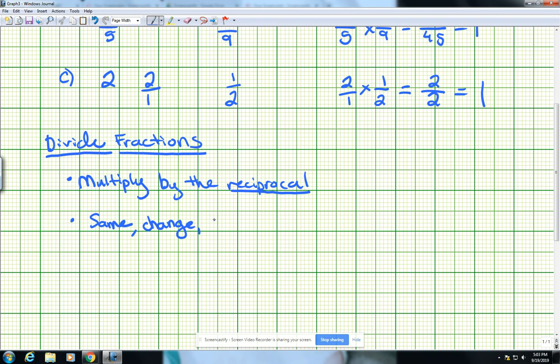Same, change, flip the fraction. All right. So using these steps, we're going to do some examples, and I will show you how to same, change, flip the fraction as we go.